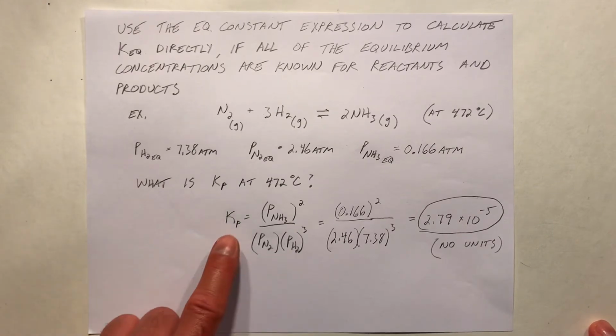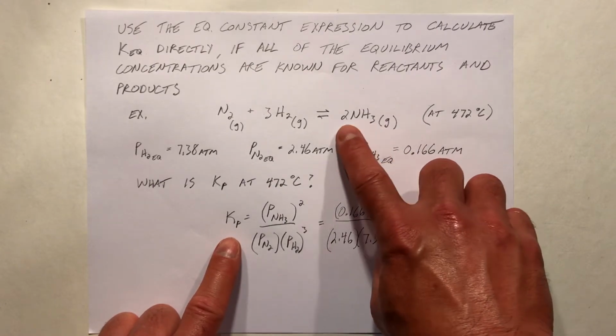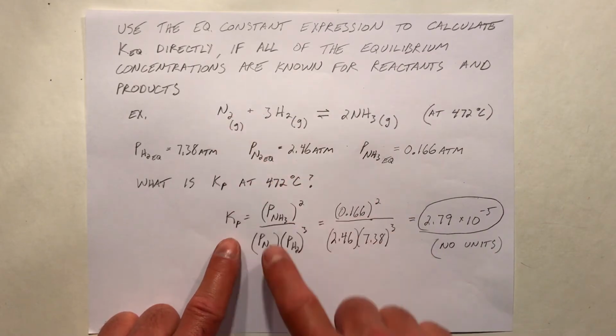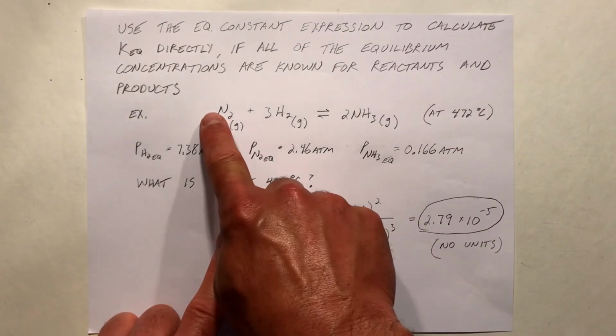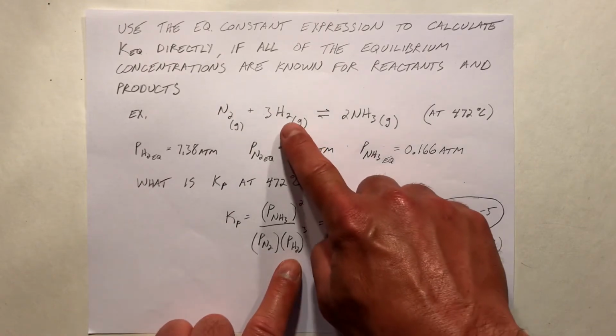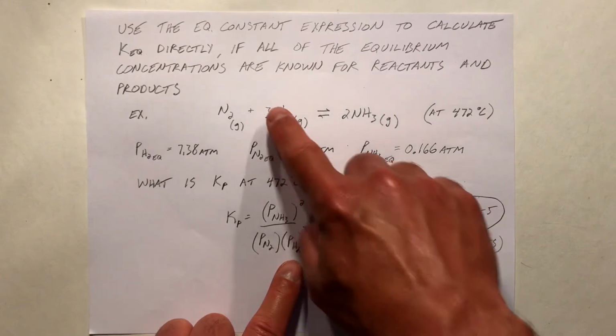Well, we know from the balanced equation that Kp can be laid out as the partial pressure of this product raised to the second power divided by the partial pressure of this reactant raised to the first power because there's a 1 coefficient, and the partial pressure of this reactant raised to the third power because of the 3 coefficient.